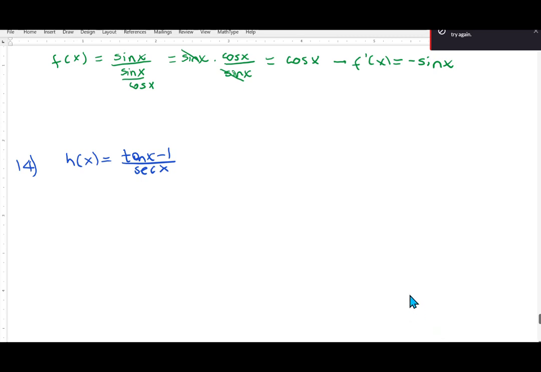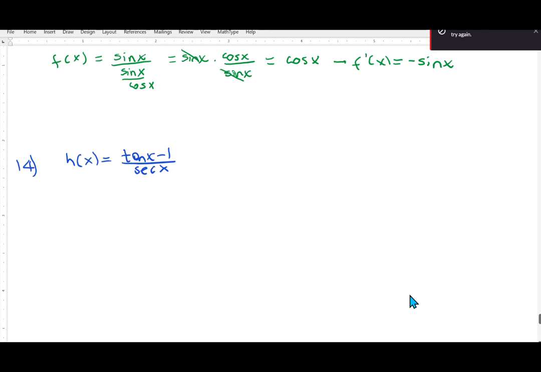And here's one last example about finding the derivative of a trigonometric function. In this case, we have h of x equals tangent x minus 1 all over secant of x. And we're going to find the derivative of this function using the quotient rule. In this situation, you could still try to simplify this first, and it might actually be a little bit easier. But just for the practice, I'm going to use the quotient rule here.